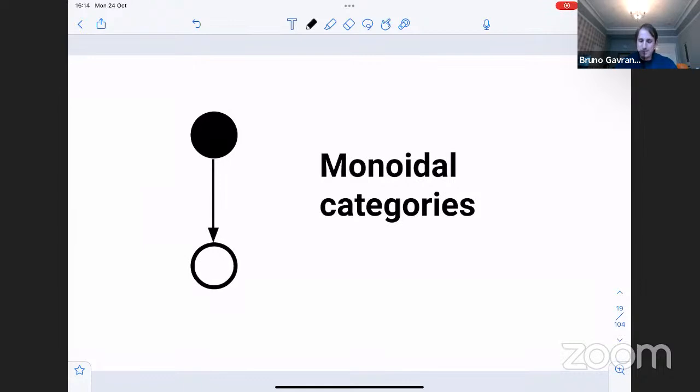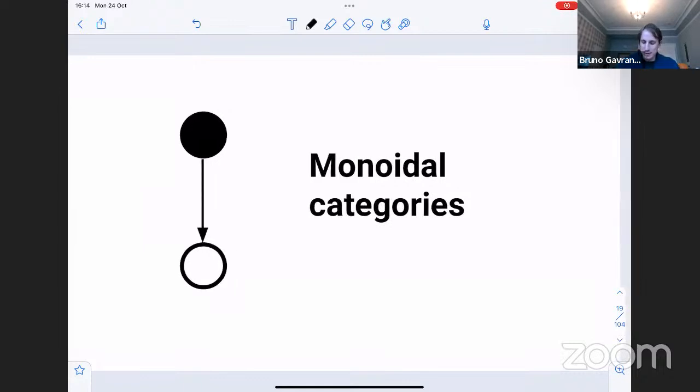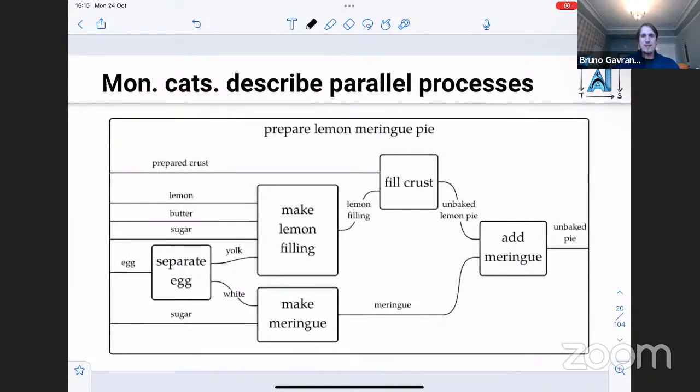So we will start with monoidal categories. And the main idea behind monoidal categories is that they describe parallel processes like the one you see here on the screen. So this is pretty straightforward, and this kind of diagram is something that I'm sure you've seen in many different places. And it's certainly very easy to read.